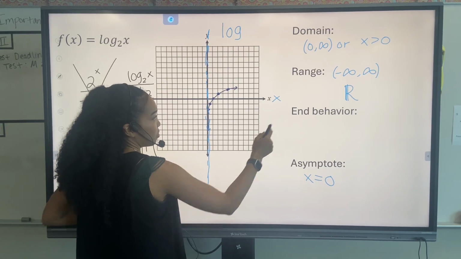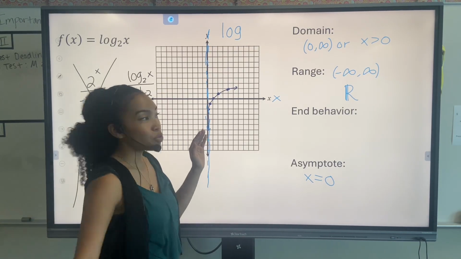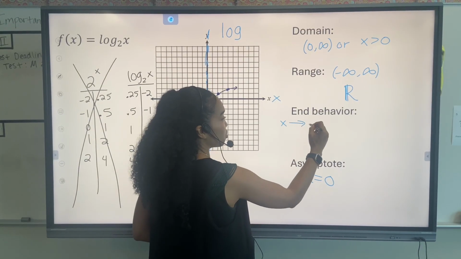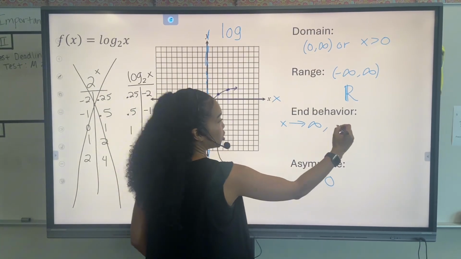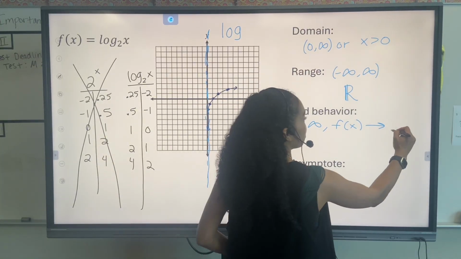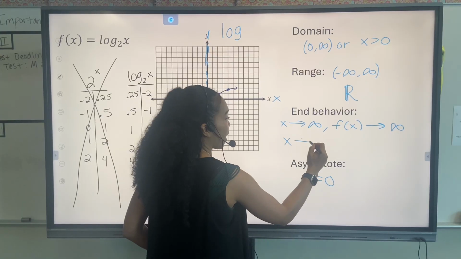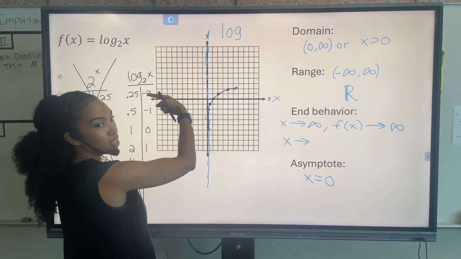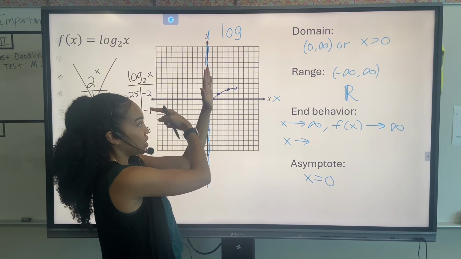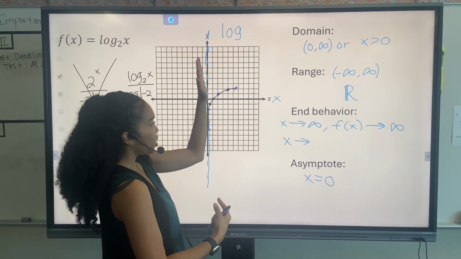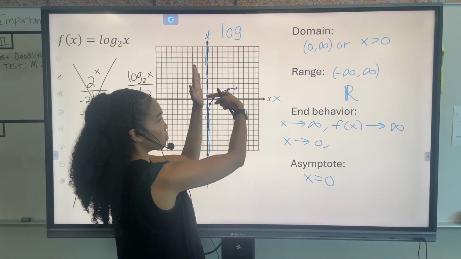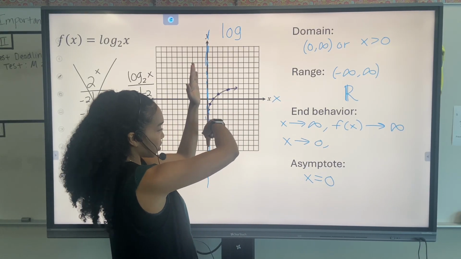Let's do the end behavior. As x goes to the right, as I go this way, as x goes to the right towards infinity, where is your graph going? Yep, it's going up. It's going up to infinity. Now, will your graph ever go to negative infinity? No, because there's a wall here. There's an asymptote. So we're not going to go to negative infinity. We're going to go to this asymptote. And your asymptote, we said, was at 0. So as x goes towards the asymptote, what's happening to your graph? It's going to negative infinity.